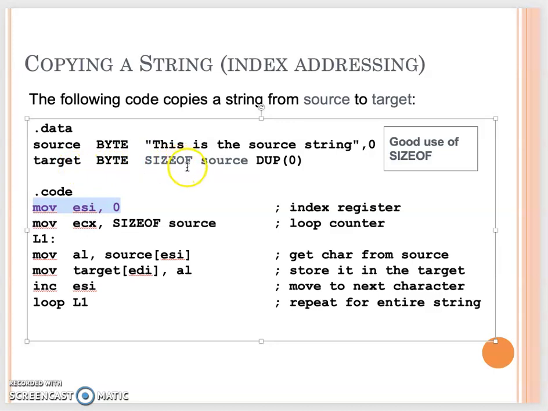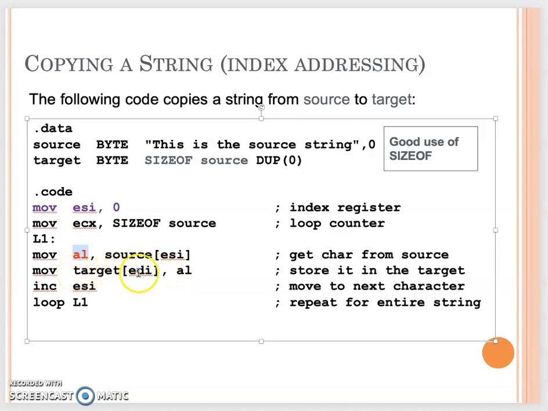Your source and target have the same number of elements in the array. So your ECX will be the size of the source. You can use SIZEOF or LENGTHOF; usually we do LENGTHOF, but because this is a byte array, I can do SIZEOF. When you want to copy your source to the target, they both are memory operands, so we need to have an AL. This AL is the temporary character holder to hold the element from the source, and then you copy from AL over to the target.